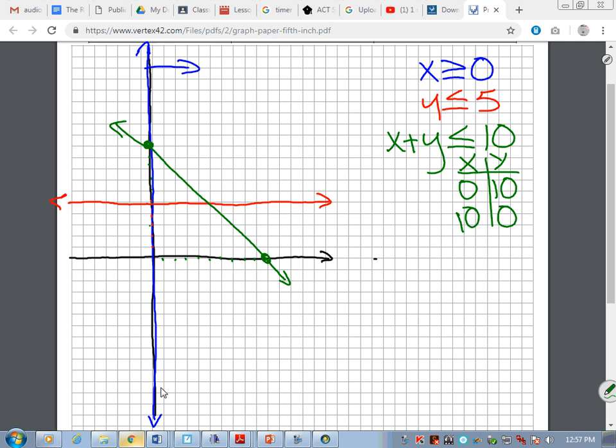All right, because it says x plus y is less than or equal to 10. What side of this line am I going to shade? What do you think? The up and to the right or down and to the left? Down and to the left. Okay, you're right.